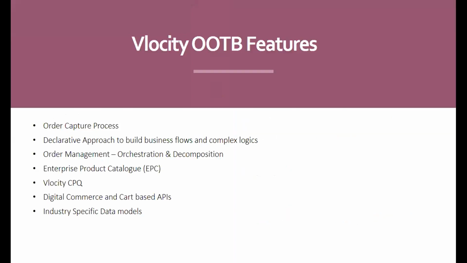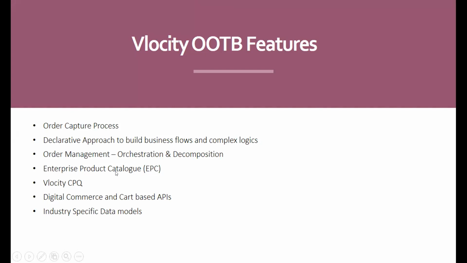So what are the Velocity out-of-the-box features? The order capture process, then a declarative approach to build business flows, that is OmniStudio and the FlexCard. Then order management, that comes with orchestration and decomposition, that is managing your order, billing system, service account, and fulfillment of your order. Then this is the main one, which comes with the enterprise product catalog.